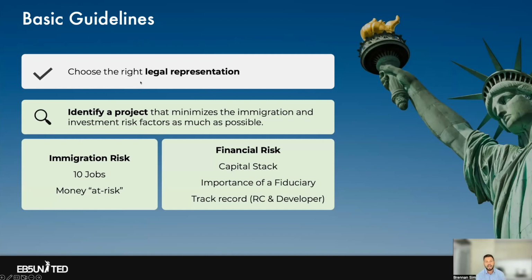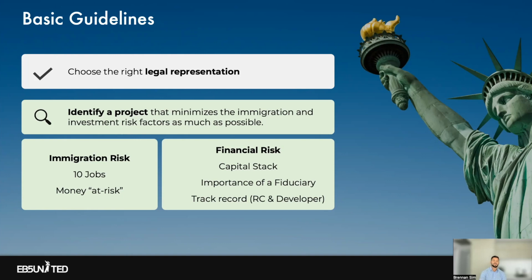A few basic guidelines when you're making an EB5 investment. Number one, choose the right legal representation. It's vital to have a proper source of funds completed. This is what is going to get you a green card. We have never had a project denial. We wouldn't expect that we would ever have a project denial. We're working with very competent attorneys.